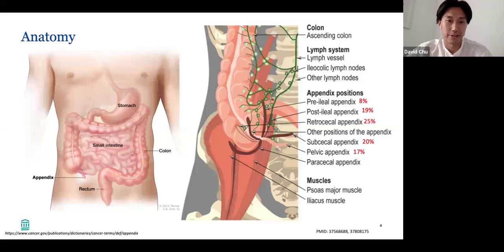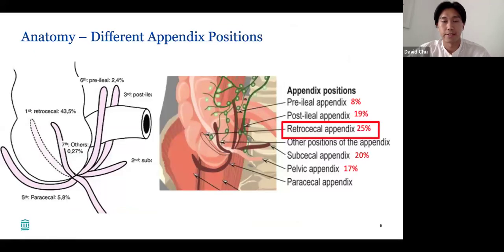We'll go through the traditional landmarks, and then we'll talk about a few tips for how to find an appendix when we think it could be retrocecal. And here's just another zoomed in image of where a retrocecal appendix lies anatomically. It's this dotted portion right here, right behind the cecum. And other literature shows it could be even up to 43% of the time that the appendix is in a retrocecal position. Pretty high percentage of the time.